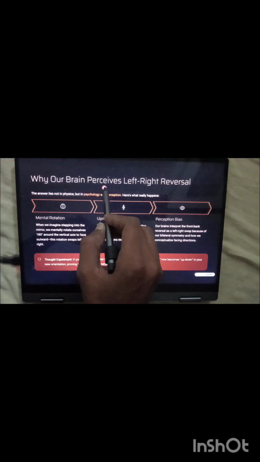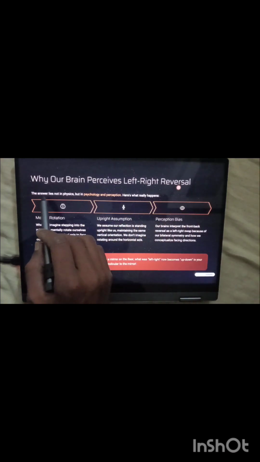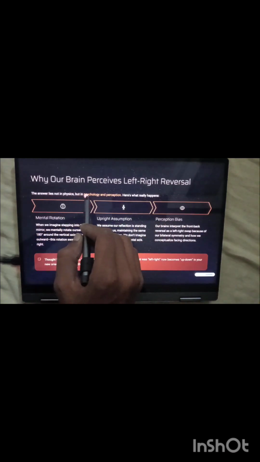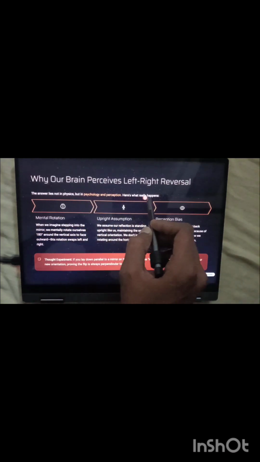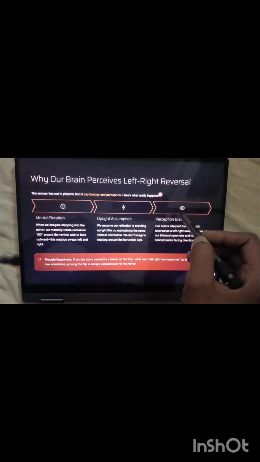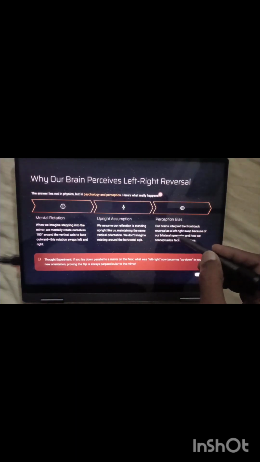Why does our brain perceive left-right reversal? The answer lies not in physics but in psychology and perception. Here is what really happens: mental rotation and upright assumptions, and perception bias.